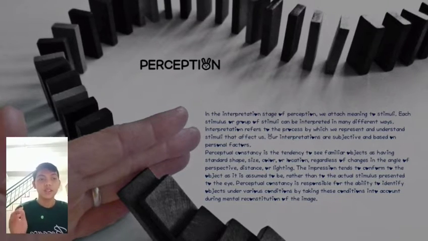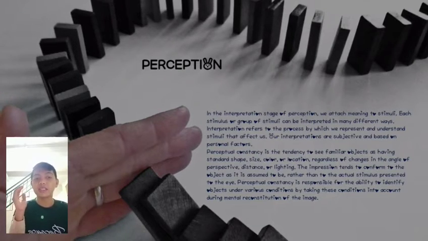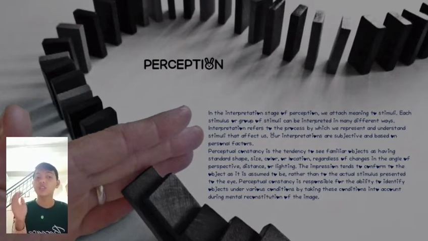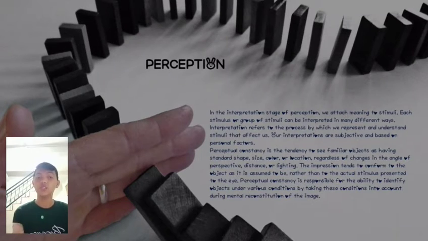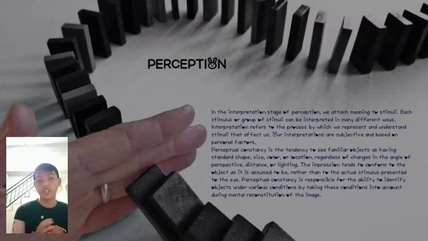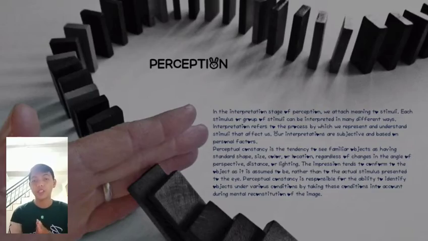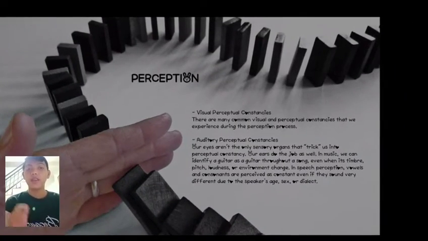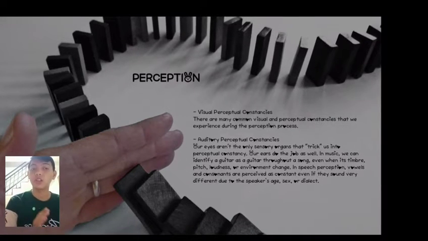The impression tends to conform to the object as it is assumed to be rather than to the actual stimulus presented to the eye. Perceptual constancy is responsible for the ability to identify objects under various conditions by taking these conditions into account during mental reconstitution of the image. Slide still perception. Perception has two parts. The first is visual perceptual constancies, and the second is auditory perceptual constancies.